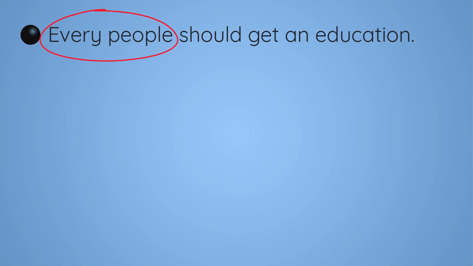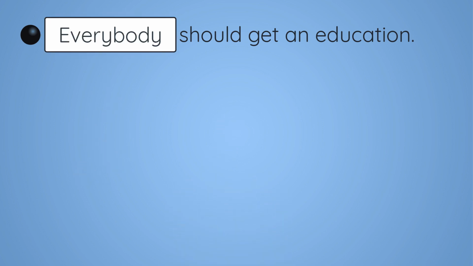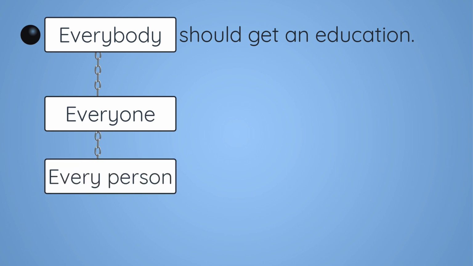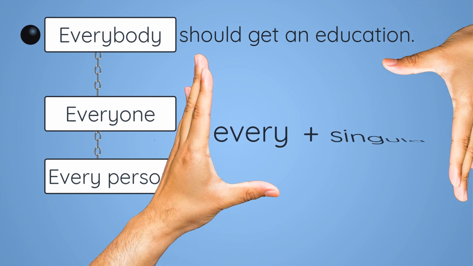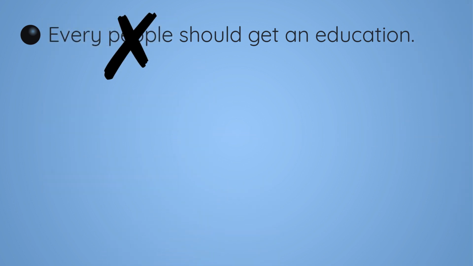The issue here is with the words "every" and "people." These words don't go together. What we could say instead of "every people"? We can use the words "everybody," or we can also use "everyone," or "every person." Okay? So, "every" should go with a singular, like everybody, everyone, every person should get an education. But we don't usually say "every people."